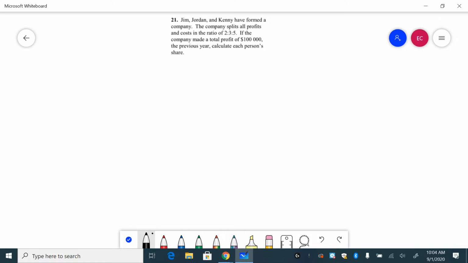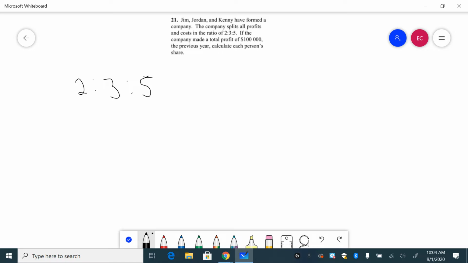Jim gets a ratio of two of it. Jordan gets three. Kenny gets five. So I'm just going to write that out: two, three, and five. But the problem is we have a total profit of $100,000. That's different. That doesn't belong to Jim, Jordan, or Kennedy. They've got to split that 100,000 between those three people.